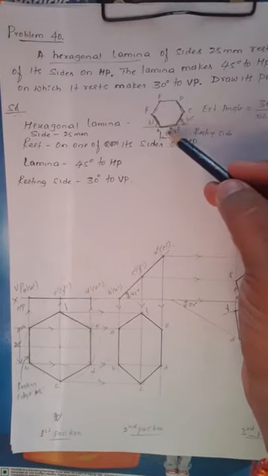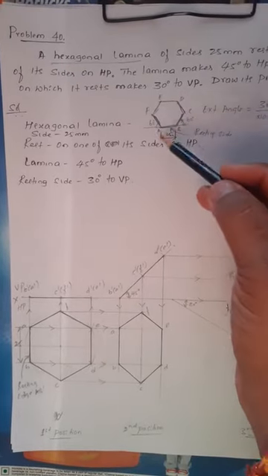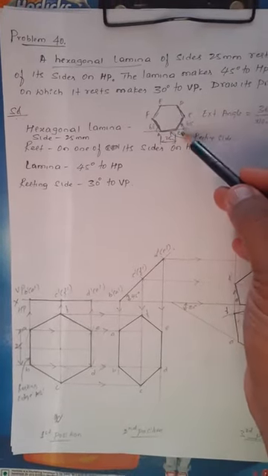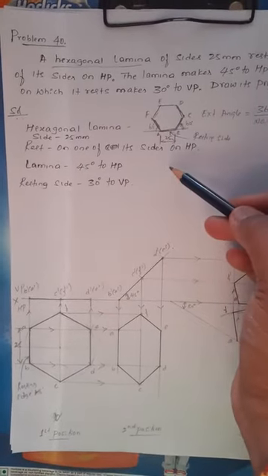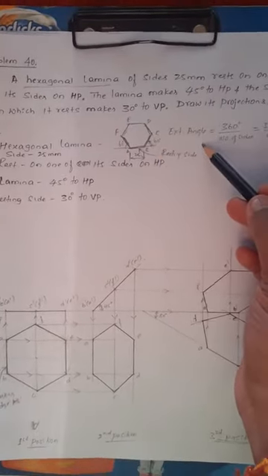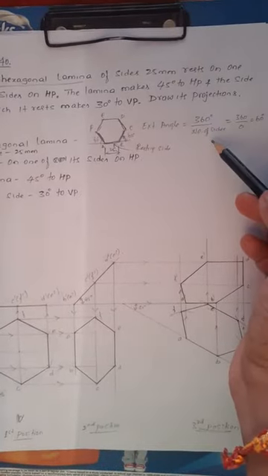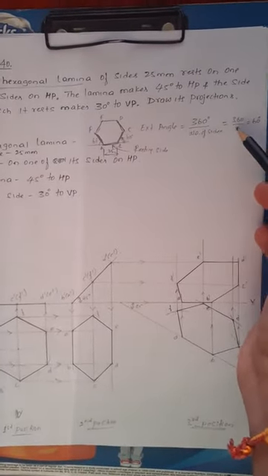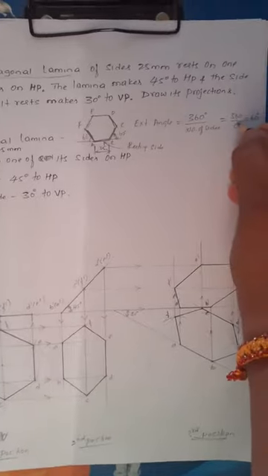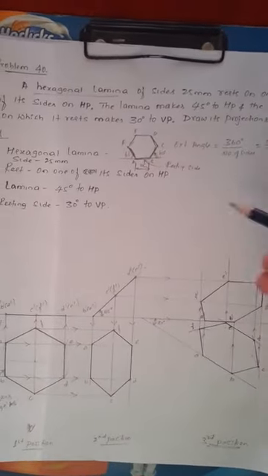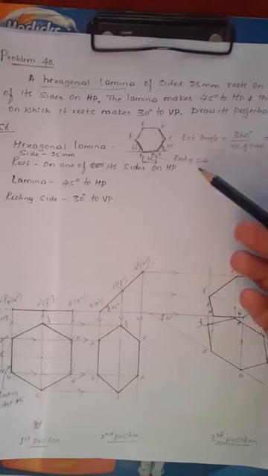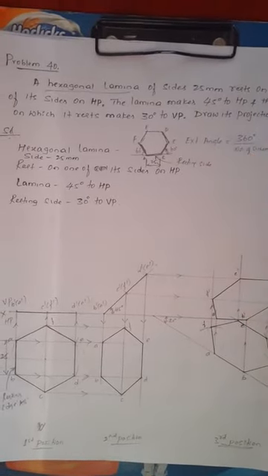Name it as A, B, C, D, E, F. The corners are A, B, C, D, E, F, and AB, BC, CD, DE, EF and FA are the edges. Now what is the exterior angle of the hexagon? You know it is 360 divided by the number of sides. 360 divided by 6 gives 60 degrees, right? But for construction of the hexagon, we go for a simple method, that is the circle method.